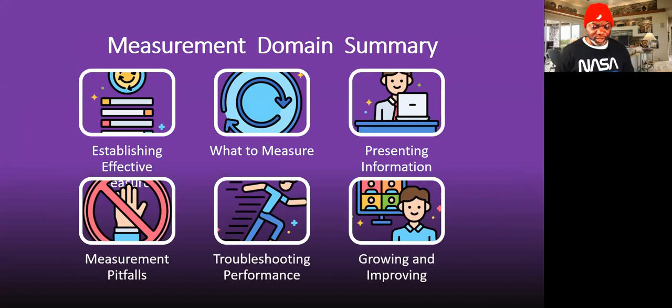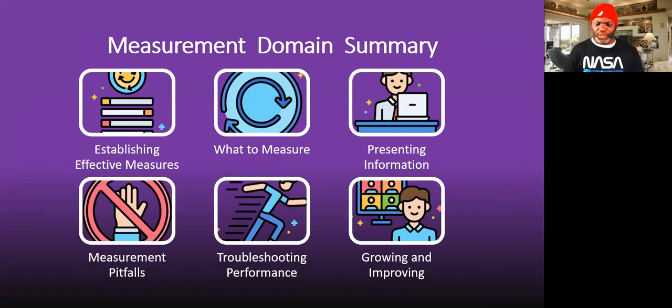Then we have the measurement performance domain. We make measurements all throughout the project. We should make the right measurements. So this says establish effective measures. So we don't just want to measure any old thing. We got to decide what to measure, how to present the information. One of the pitfalls in measurement is measuring garbage, vanity metrics, metrics that we don't even need, that don't even tell us anything sensible. We should avoid those, right? And then we should grow and improve in this area.